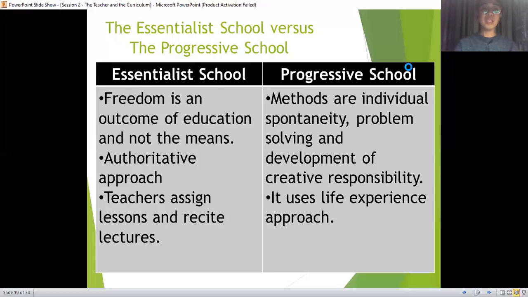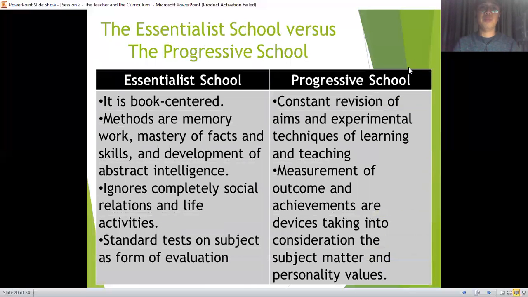So still on the comparison between essentialist school and progressive school. Essentialist school, it's book-centered. Subject-centered. You focus on the book. The book is in control. The teacher is in control. Yung book ang masusunod. Like if you're going to teach, you look at the book. Nasaan na ako? If you're going under progressive school, baligtad. If you're going to teach, nasaan na yung mga bata? Nasaan na sila? Anong part na sila? Ano na yung kaya nila? Those are your questions.